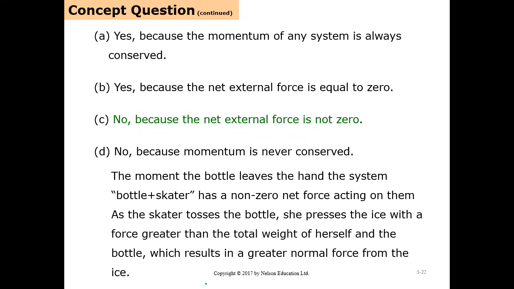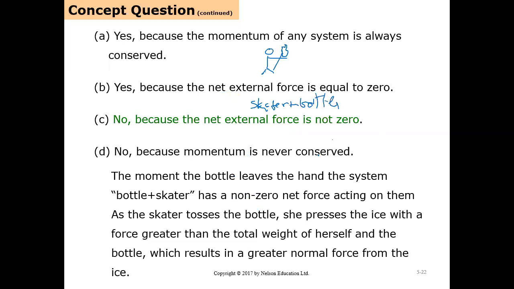There is a question from Abdullah. How can you determine what are the external forces? Very good question. Now here, let me draw the picture. You define your system, right, Abdullah? You define your system as the man or the skater plus bottle.